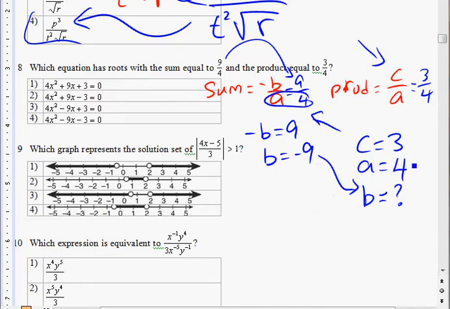A is the number in front of x squared, so we got 4x squared, right? B is the middle term, so it's negative 9x, and C is the last term, which is 3. So just fix this, make this 3 equals 0. And our answer would be choice 3.